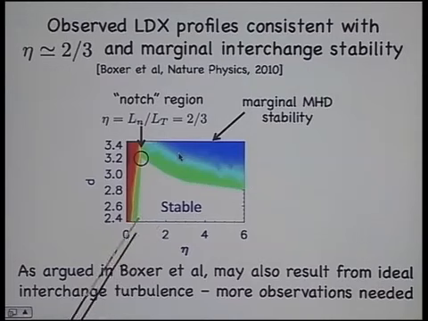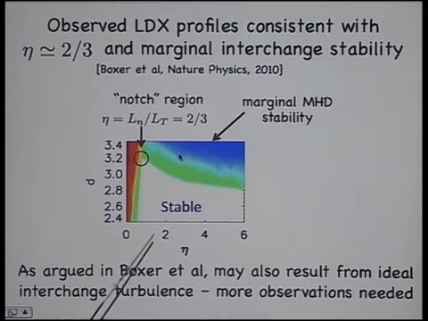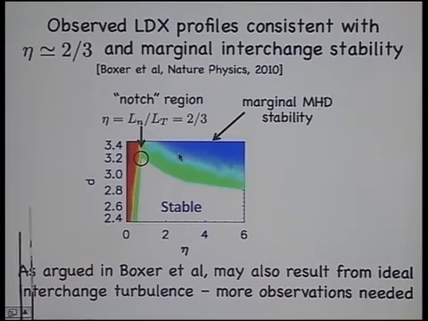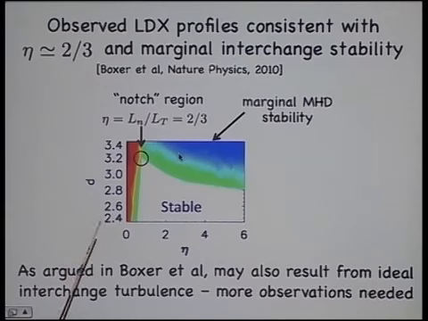Now, when they wrote this paper, they didn't know anything about these results. They argued in the Nature paper that the plasma sitting there may result from ideal interchange turbulence, and there's two components to that argument. One component is that naturally ideal interchange turbulence is going to drive the system toward its marginally stable state, which is approximately somewhere along this line.